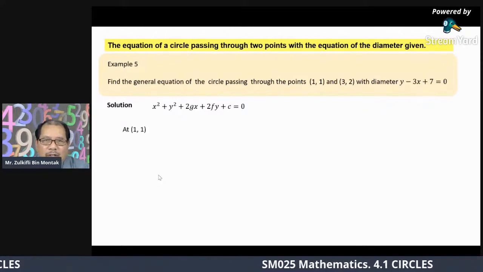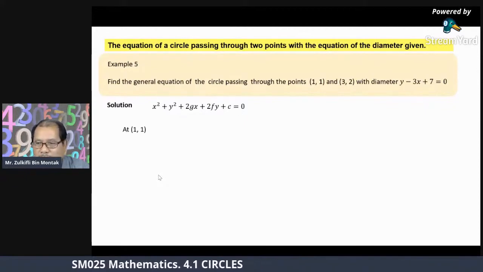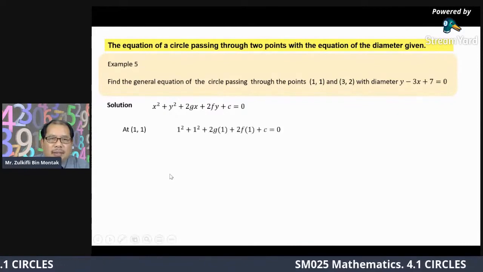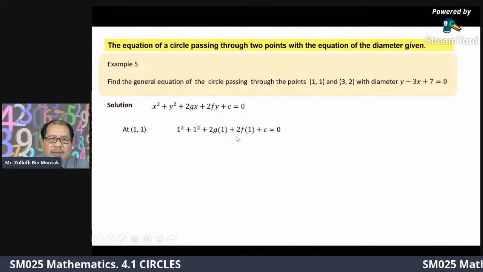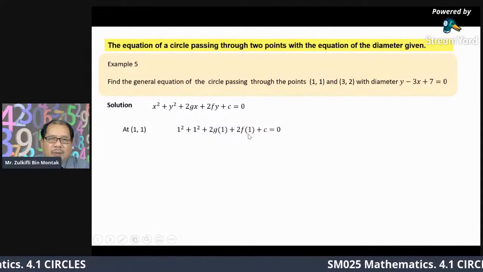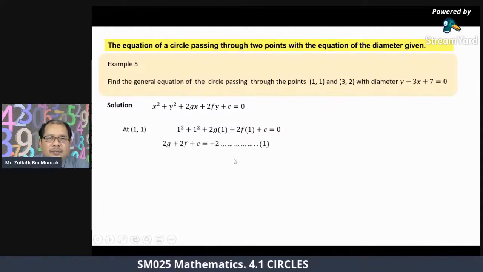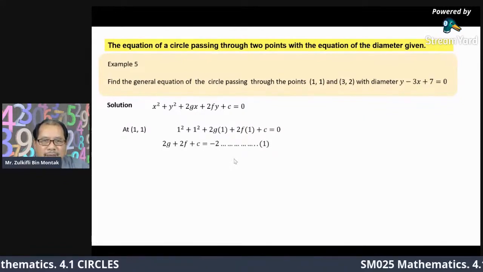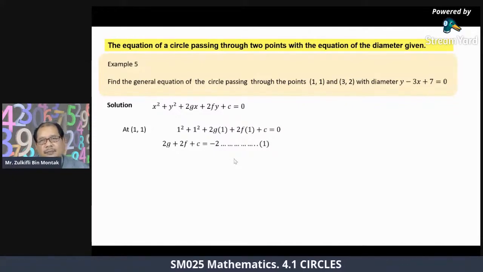At the point (1, 1), we substitute x equal to 1, y equal to 1 into the general equation: 1 squared plus 1 squared plus 2g times 1 plus 2f times 1 plus c equal to 0. So now we get the first equation: 2g plus 2f plus c equal to negative 2.